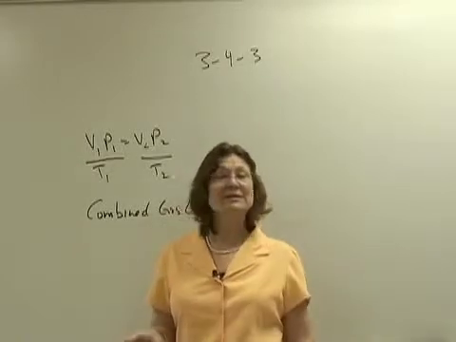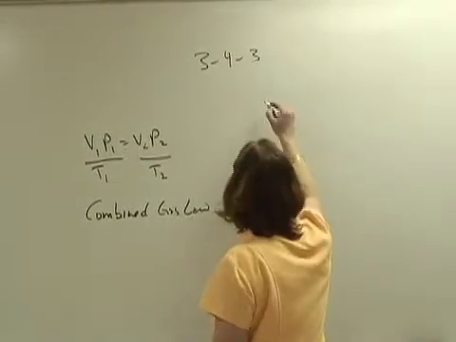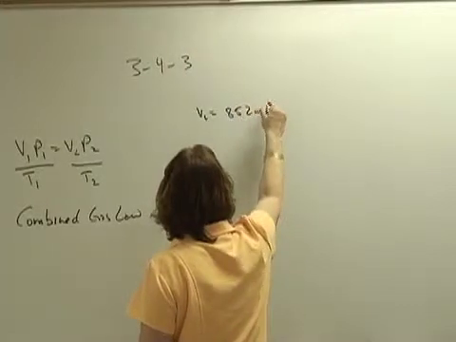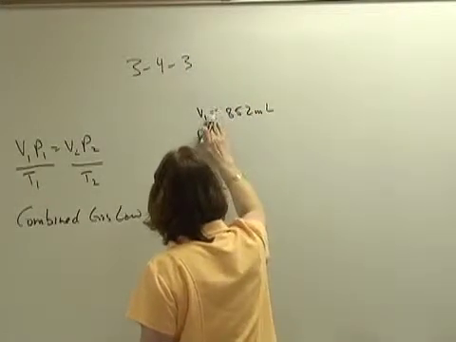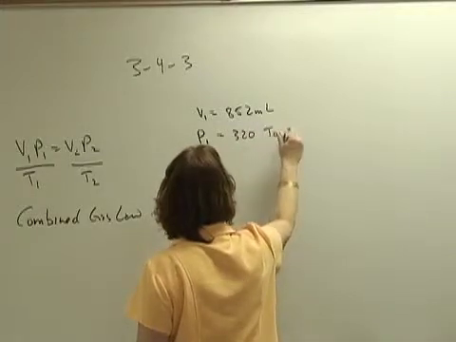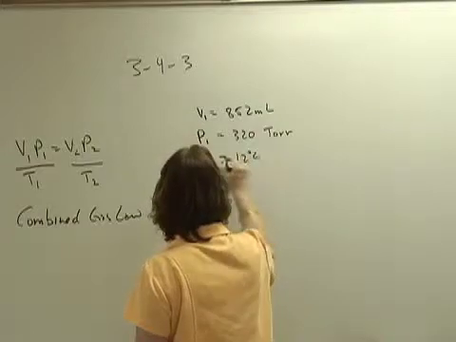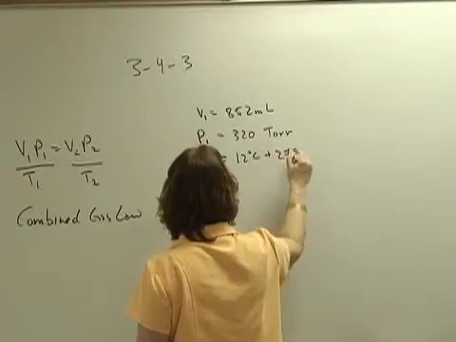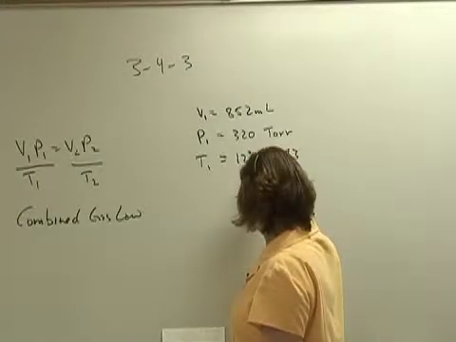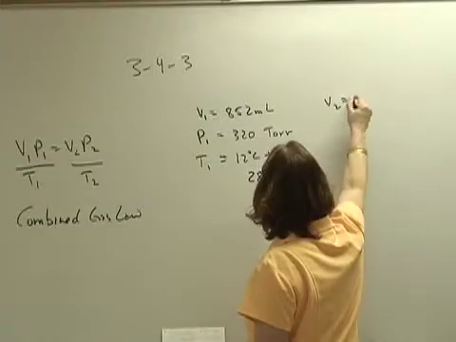And we do this very similarly to what we've done before. We make a chart of our variables. V1 is 852 milliliters, and my P1 is 320 torr. My initial temperature is 12 degrees Celsius plus 273. We always must have Kelvin in gas laws. And that would be 285 Kelvin. My V2 is my unknown.